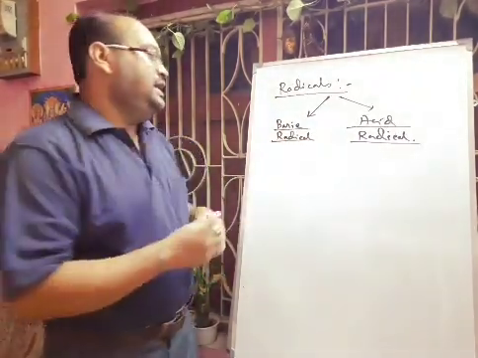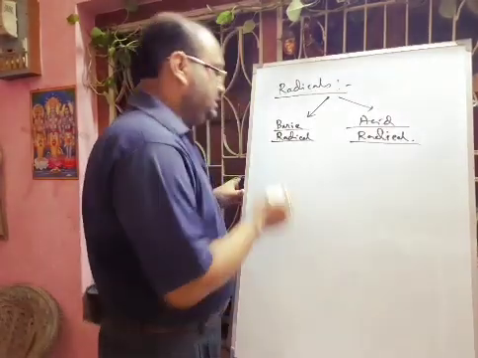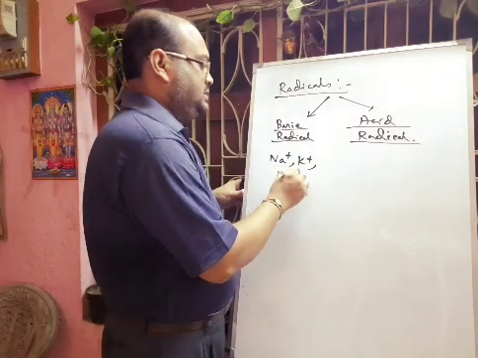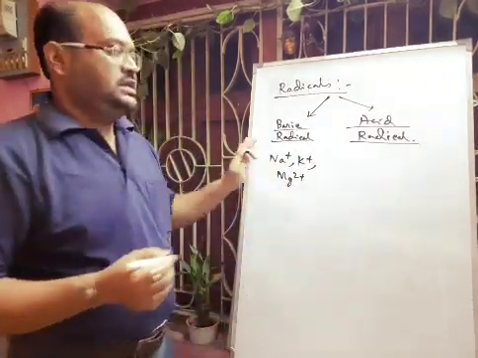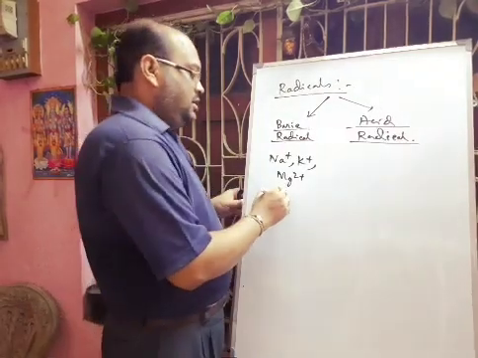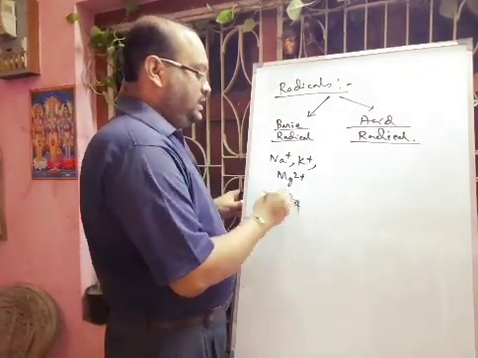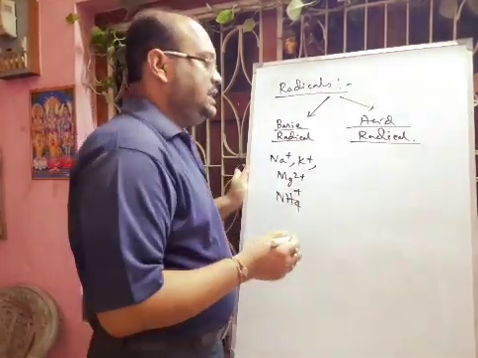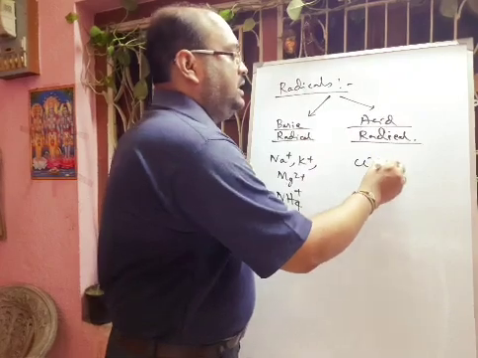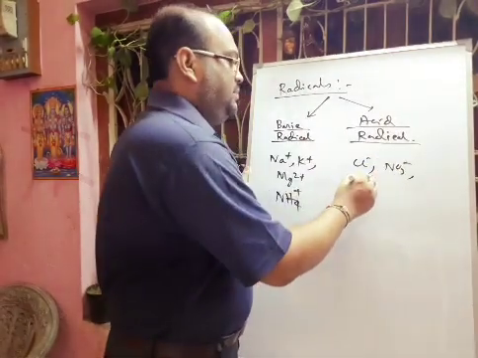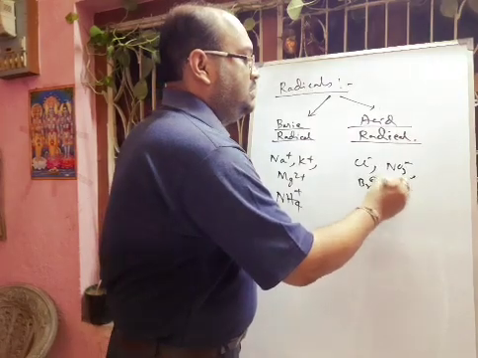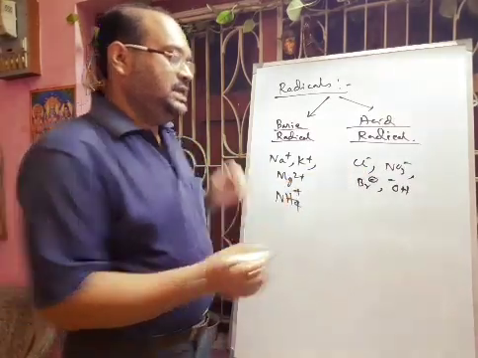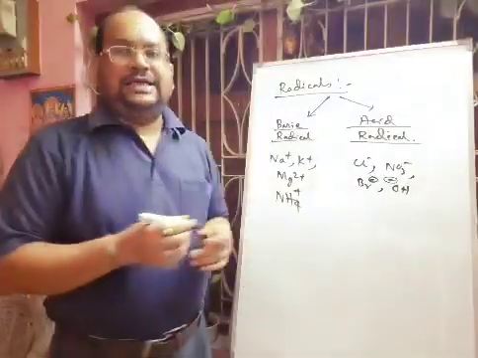Now if I give some example, then you can easily understand, like Na plus, K plus, Mg2 plus, these are all metal ions. They are generally basic radicals, and only one non-metal basic radical is there, that is NH4 plus. And what will be the acid radical? Acid radical example we can give Cl minus, NO3 minus, Br minus, OH minus. So basically these are non-metals. So generally non-metals bearing the negative charge, they are behaving as acid radicals.